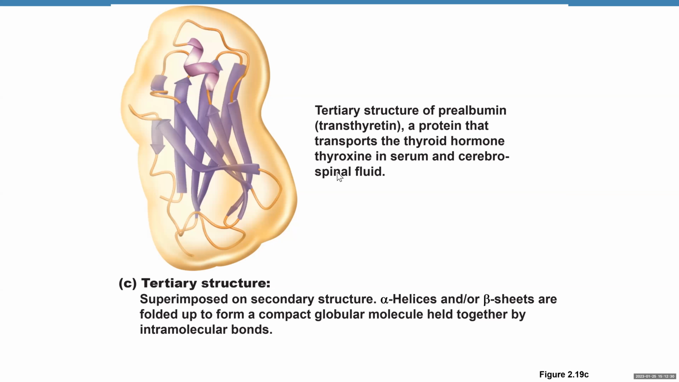Because the protein must gain its tertiary structure. So it's superimposed on secondary structure. Alpha helices and or beta sheets are folded up to form compact globular molecules that are held together by intramolecular bonds. So this is the tertiary structure of prealbumin, a protein that transports the thyroid hormone thyroxine in serum and cerebrospinal fluid. So here's the example of tertiary structure. You see we have the alpha helices and beta pleated sheets that arrange in a precise three-dimensional shape.